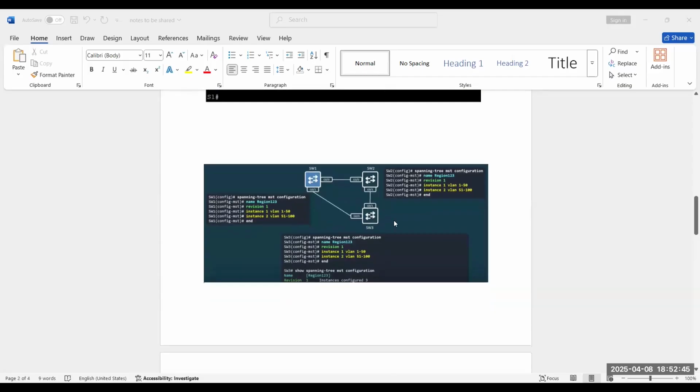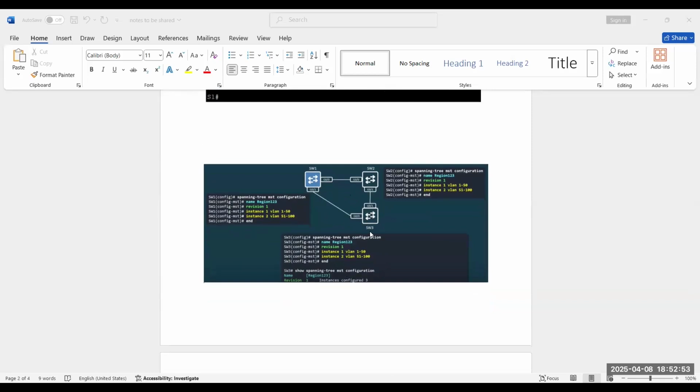Go through MST. The concept in MST is a little difficult to remember and understand. So this diagram, hope you're able to see this diagram. In this diagram, we have 3 switches.